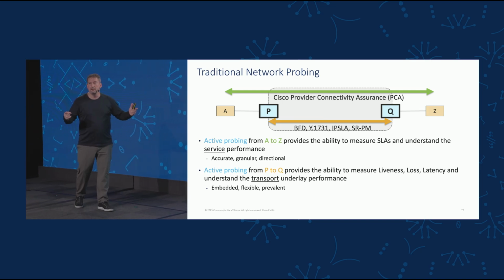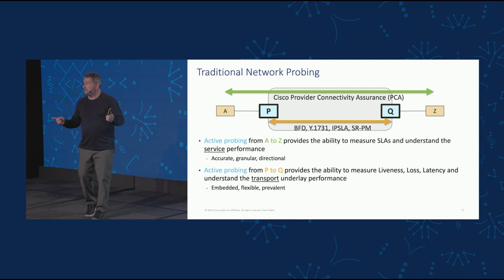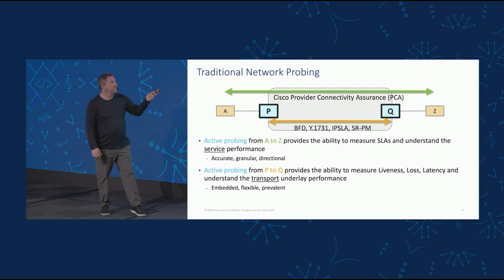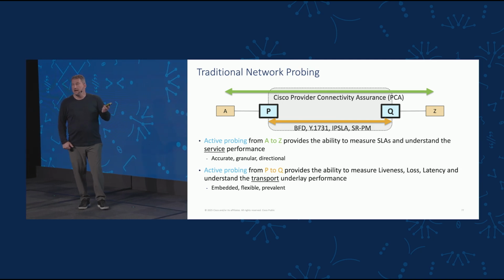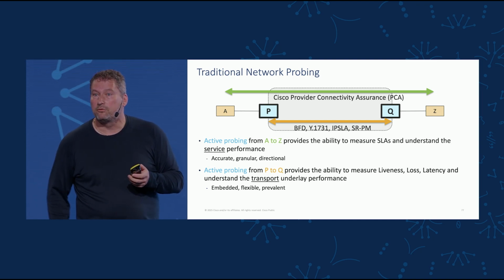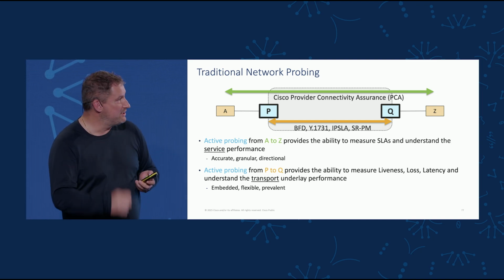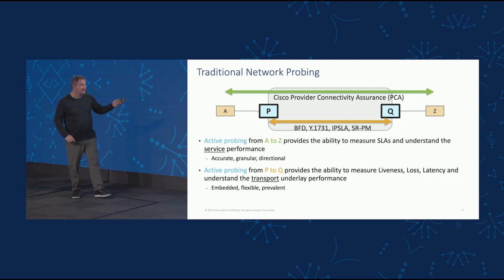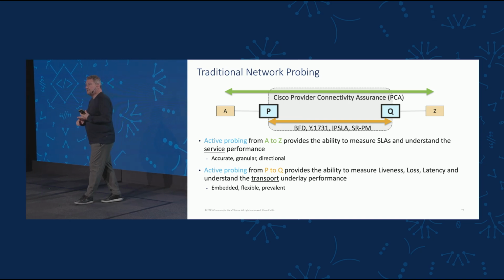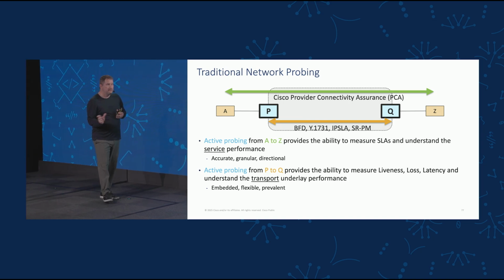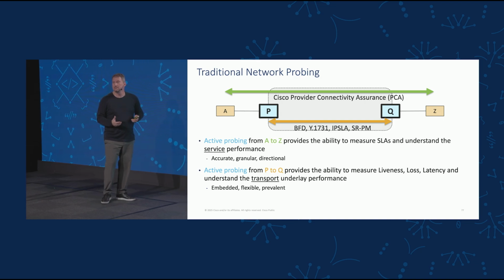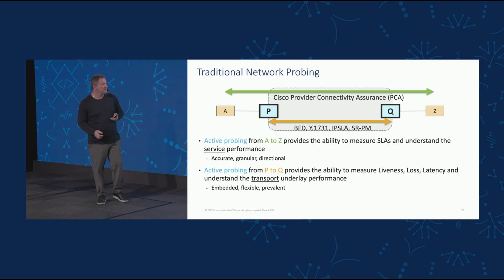There is also probing done between PEs, or at the network layer. We call it between P node and Q node. Things like BFD, Y1731, IPSLA, and more recently, SRPM, that was mentioned in the previous two sessions today. This is active probing from P to Q that provides the ability to measure liveness, loss, latency, and understand mostly the underlying transport, right? So how good are my links? How good is my policy? Am I within SLA, and so on and so forth?